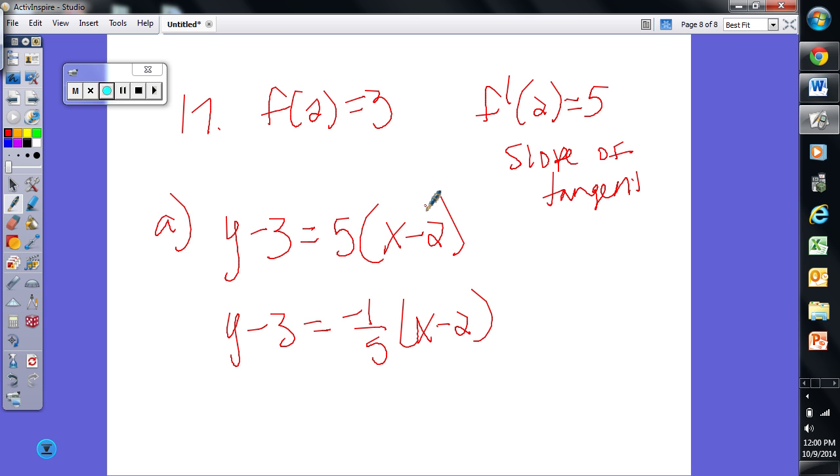Now it doesn't tell you that your answer has to be in slope-intercept or point-slope form. So these answers are fine, but these don't match what the book says. Don't freak out. Just recognize that either slope-intercept or point-slope is fine.